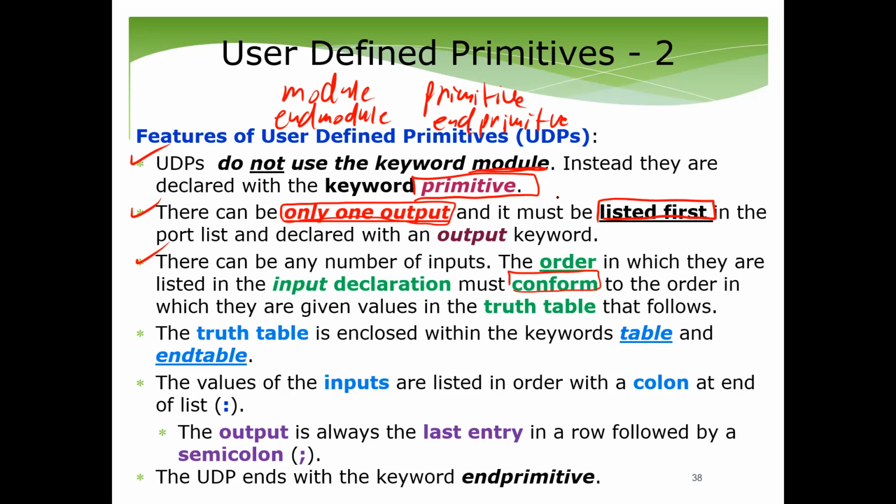Inside the primitive, we will use the keyword table and endtable. We will see how to write an entire truth table inside this primitive, because your function is going to follow a specified truth table. يعني يكون عندك truth table and you want to implement this function in a primitive. So all you need to do is you write this truth table into Verilog, and we will see the syntax for that.